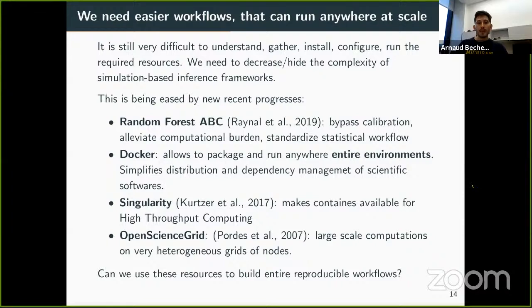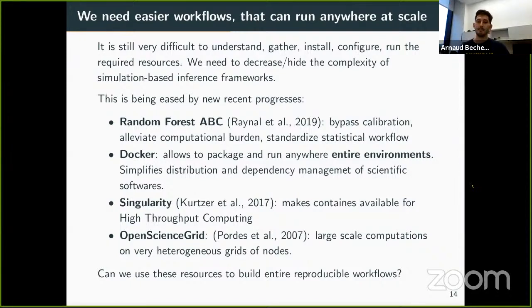So what we need to do, I think, is to decrease and hide the complexity of simulation-based inference frameworks, at least for demo genetics. And I think it begins to be enabled by the disappearance of some technical locks. Not that recently, but they published it a long time ago: random forest ABC is a new way to make ABC, and it's a popular way to make ABC.